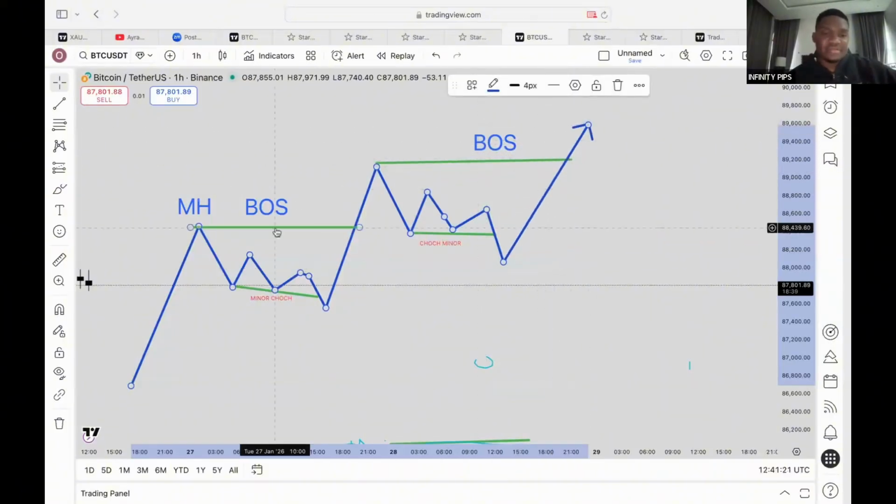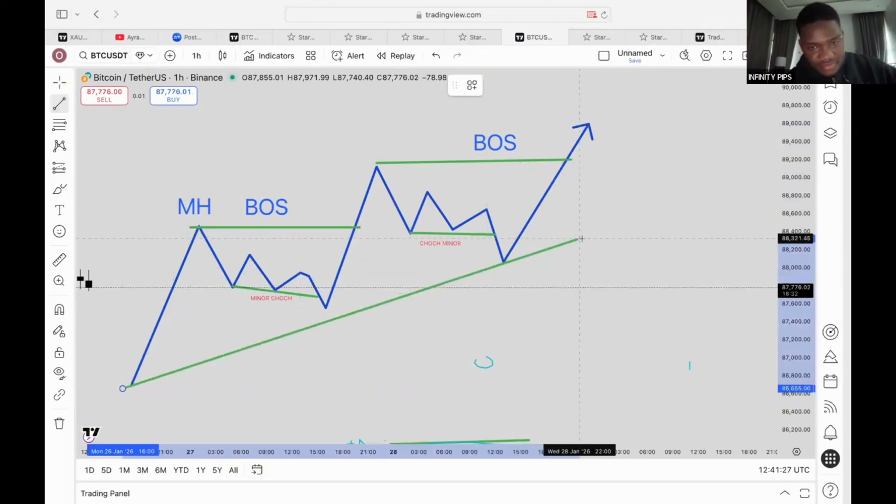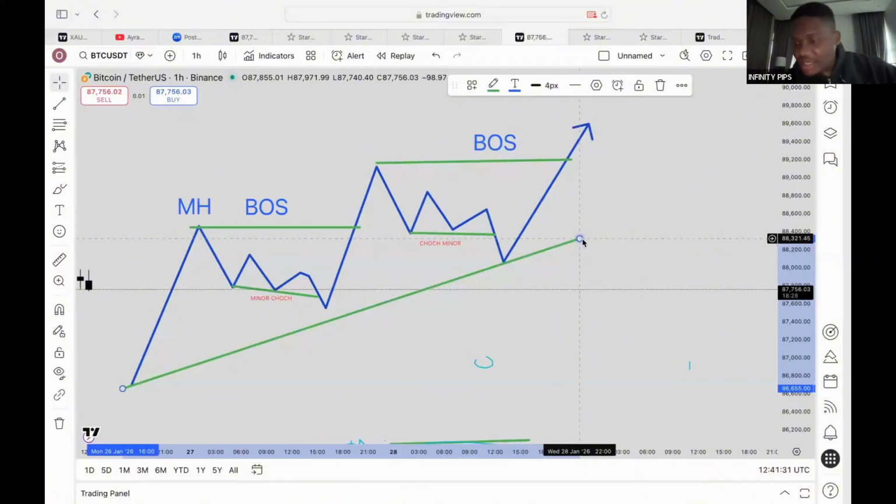Market was buying. This is a bullish trend, yeah? Yes, I hope you are still here. This is a bullish trend, yeah? This is a major high.